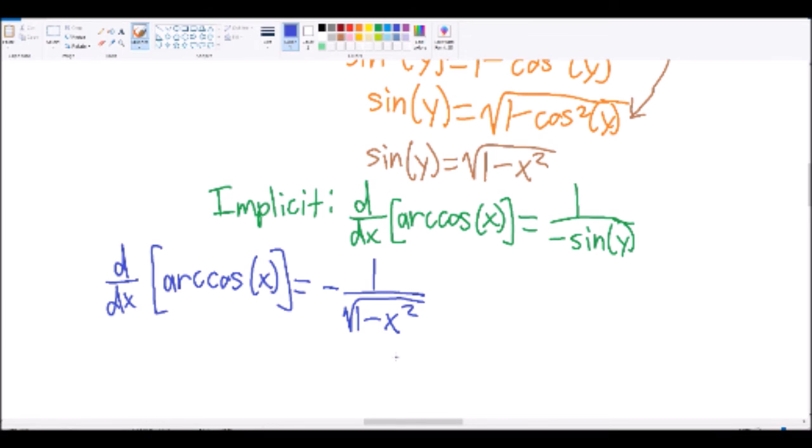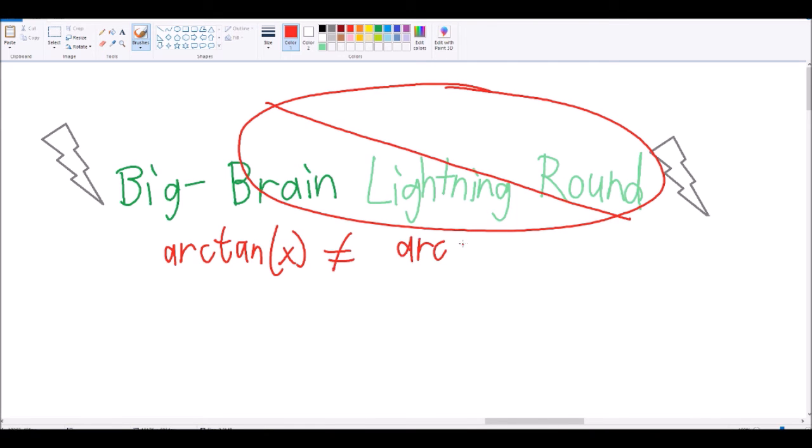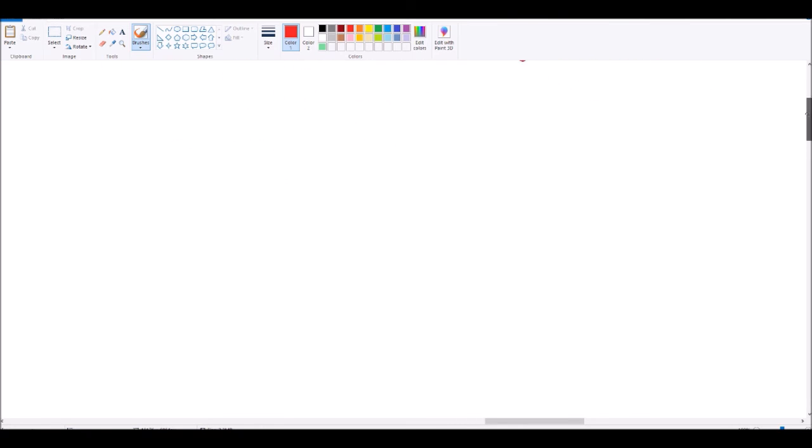You can probably see a pattern with this implicit differentiation stuff. And now for the other trig functions. And we can't do a lightning round because the inverses mess everything up. And you can't just divide arc sine and arc cosine to get arc tangent. But it's a similar strategy.